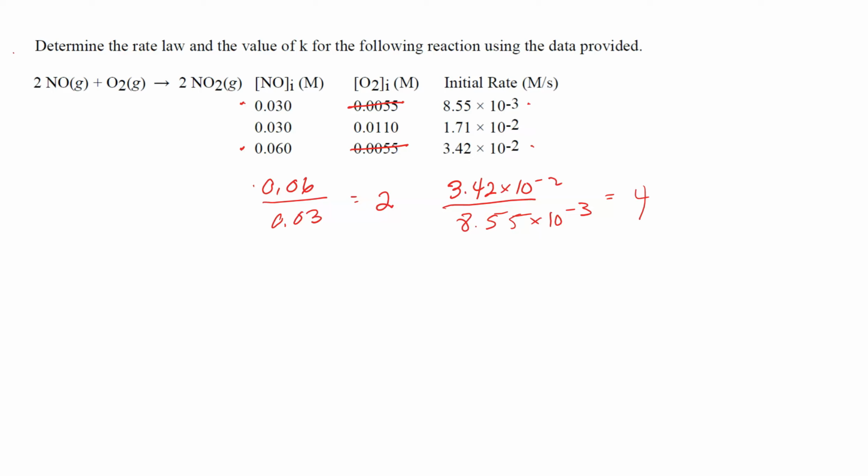So a doubling of the initial concentration of nitric oxide quadruples the initial rate. So this is a second order reaction with respect to nitrogen monoxide.